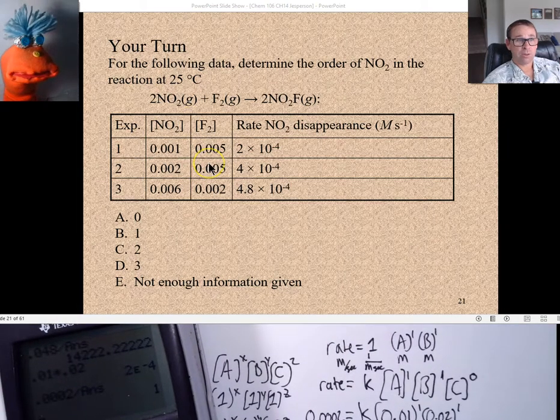All right, did you get to do it? Did you try it out? Yeah, I got it. Okay, so what did you do? Well, I compared experiment 1 to experiment 2. All right, and what changes in those two experiments? We doubled the concentration of NO2. Very good. And how does that change the rate? It doubles it. All right, so what does that mean the order of the reaction with respect to NO2 is? It's just 1. Very good. The exponent on that reactant concentration will be 1. Excellent job.